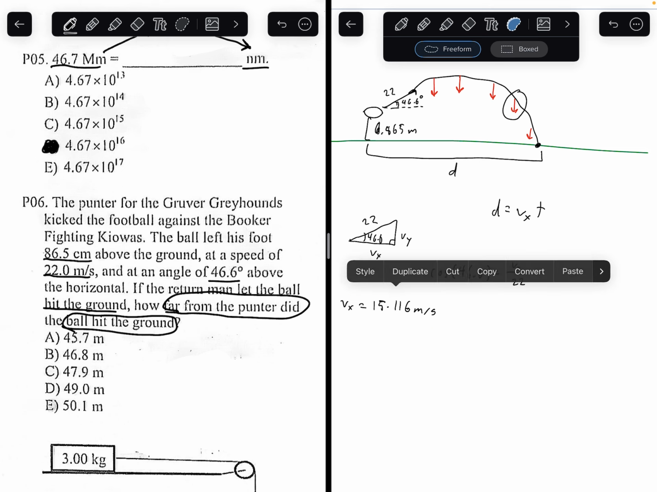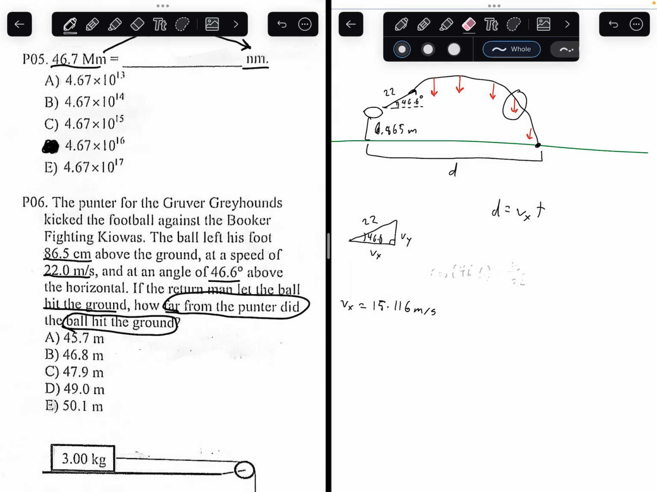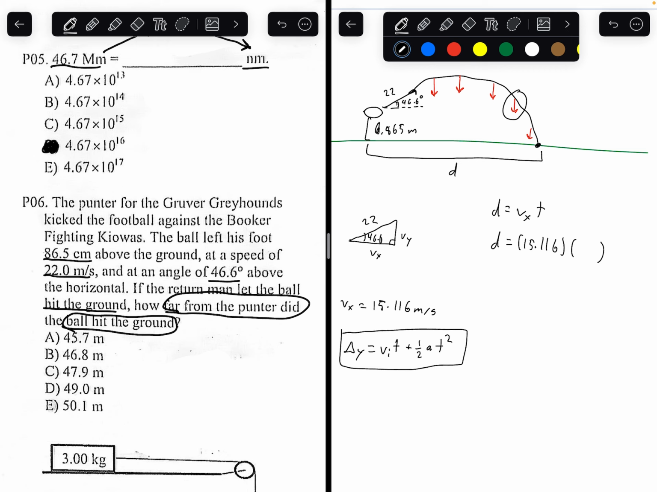Move that to the side. So now we know the initial velocity in the x direction. Now we want to find time. How long does it take for the ball to hit the ground? We can use this kinematic equation: change in the height of the ball equals the initial velocity times time plus 1/2 times acceleration times time squared. This kinematic equation right here.